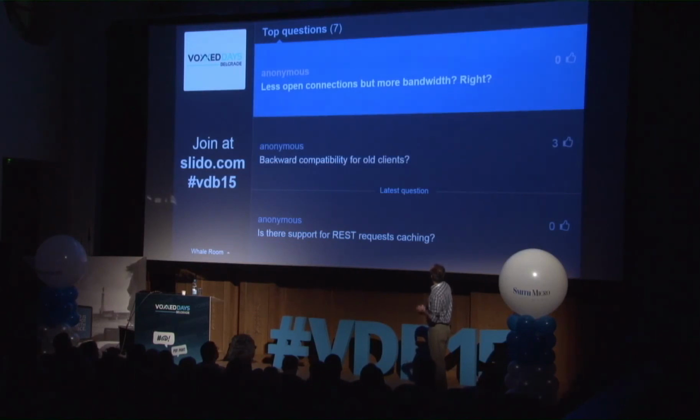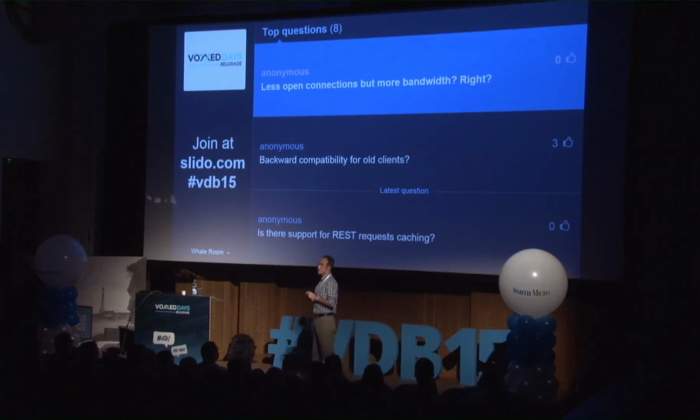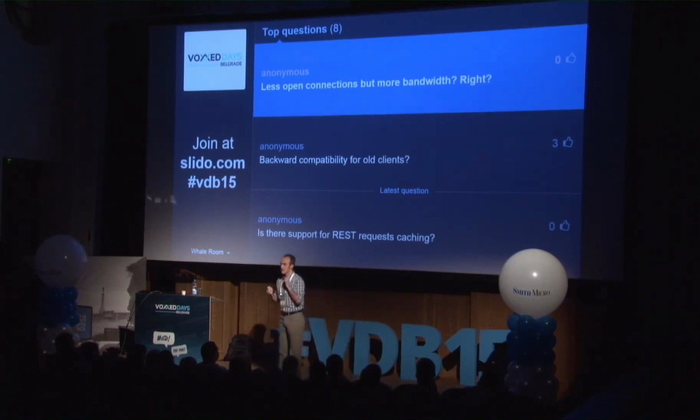Less open connections, but more bandwidth, right? No, the bandwidth is a little bit tricky. If you compare HTTP 1.1 over TLS and HTTP 2 over TLS, HTTP 2 over TLS sends fewer bytes over the network in general, on average. So it's less bandwidth.